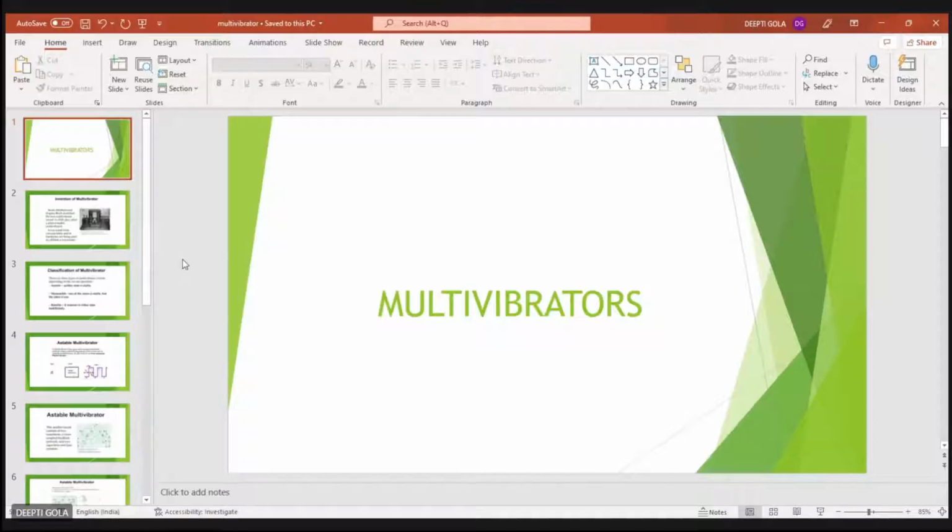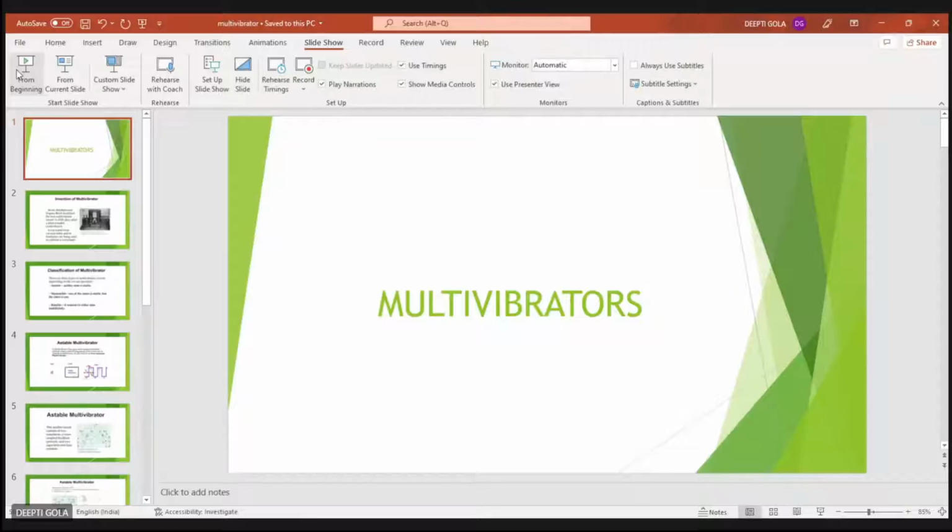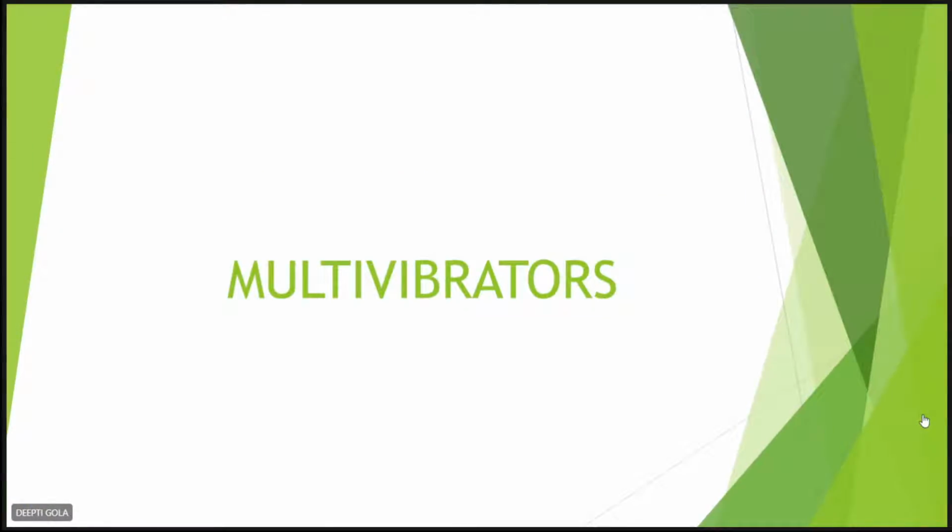So today I will be explaining experiment number 7. We have already done up till Schmitt trigger, and today I will be explaining experiment number 7, that is the astable multivibrator. Right, so my screen is visible.